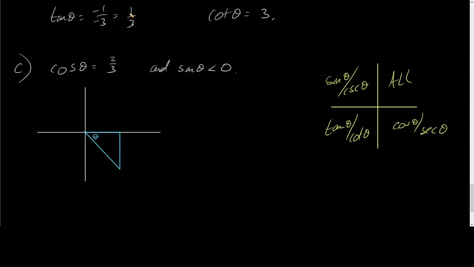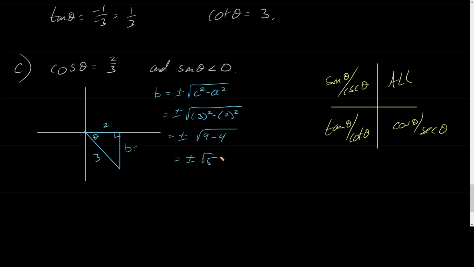We're working with cosine of 2/3. Cosine is adjacent over hypotenuse, so the adjacent is 2. The hypotenuse is 3. From the Pythagorean theorem, I can figure out what b here would be, because we know that b is plus or minus the square root of c squared minus a squared. So it would be plus or minus the square root of 3 squared minus 2 squared, which would be plus or minus the square root of 9 minus 4. So plus or minus radical 5. But since we have this on the coordinate axis, and this is below the x-axis, we're going to say this is negative radical 5.